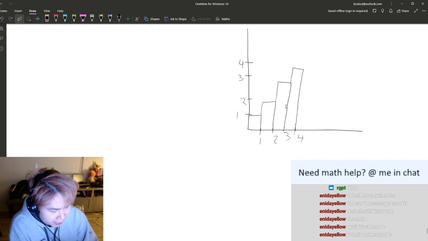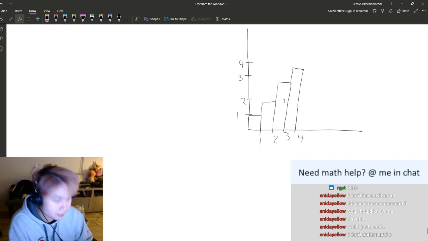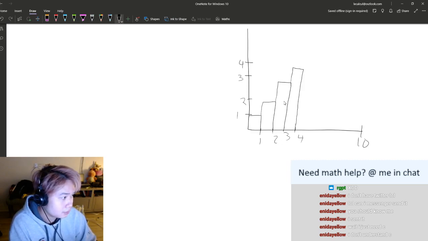So it says here, if there are a very large number of steps with a very small width and very small height increments, what would be the approximate area of the region shaded? And then this goes to 10, right?